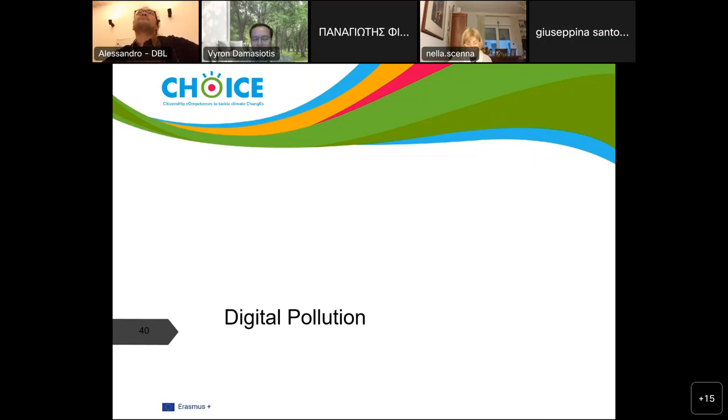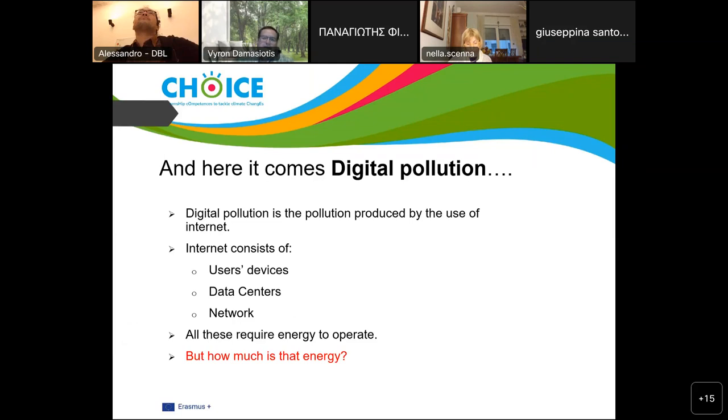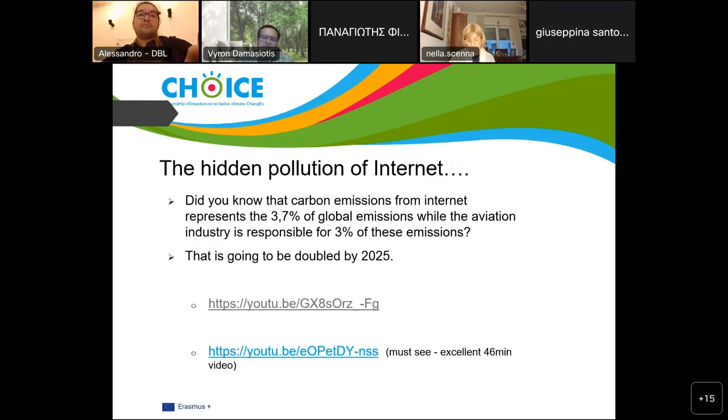What really is digital pollution? Digital pollution is the pollution produced by the use of the internet. And when we refer to the internet, this consists of the user devices, the data centers, and the networks. And all this requires energy to operate. Okay, let's see how much this energy is. This is also called the hidden pollution of the internet.